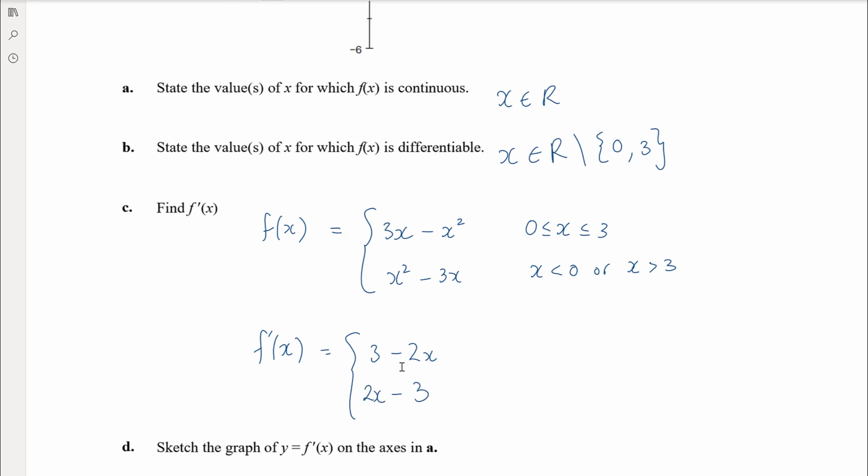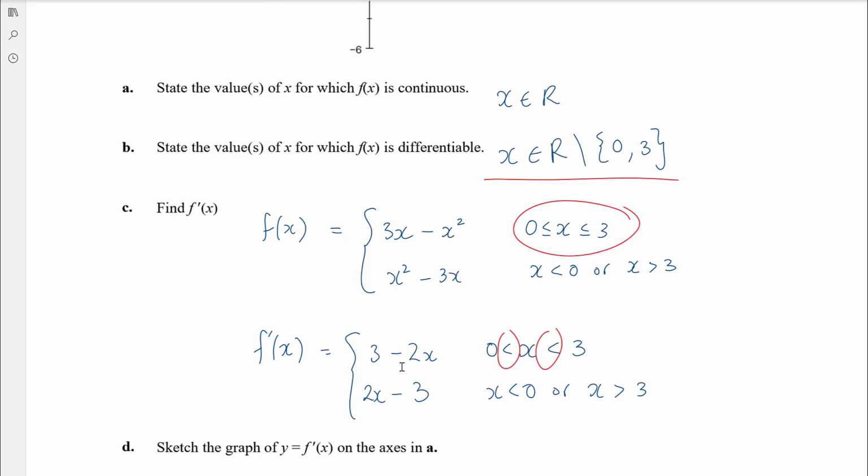Now, the place we need to be careful here is over here, okay? Because thinking about the domain for our derivative function, it doesn't include 0 and 3. So therefore, it is the graph of 3 minus 2x when x is between 0 and 3, but not at 0 and not at 3, because they are cusps and therefore gradients are not defined there, so the derivative function is not defined there. And there's no issues in the second branch. So 2x minus 3 when x is less than 0 or when x is bigger than 3. So being really clear about that is the main thing you need to be careful about, adjusting the domain of your derivative function.